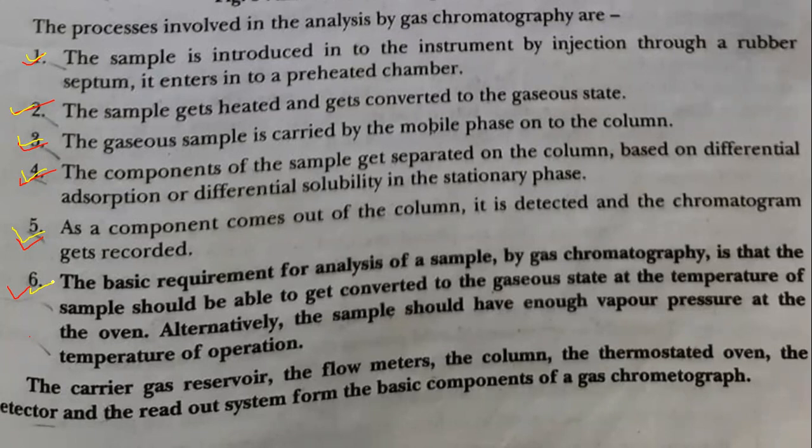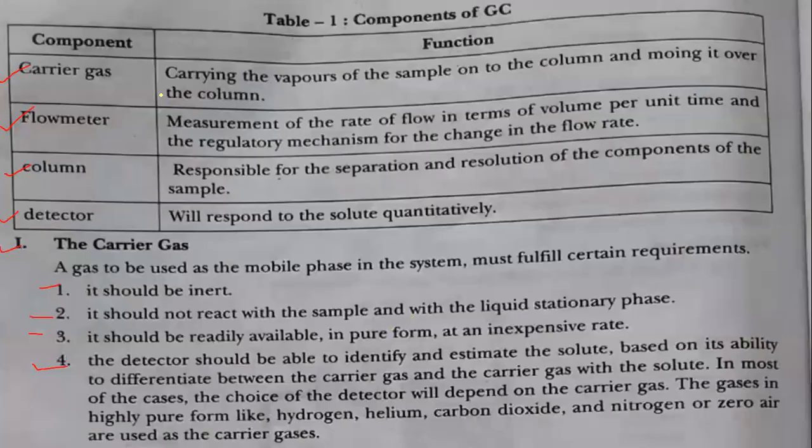The carrier gas reservoir, the flow meter, the column, the thermostat oven, and the detector readout system are the basic components of gas chromatography. So, carrier gas: what is the function of carrier gas? It carries the vapors of the sample on the column and moves them over the column, that is, over the stationary phase.